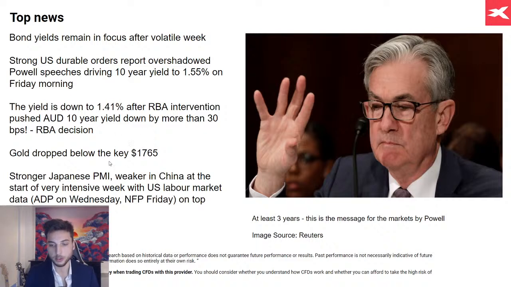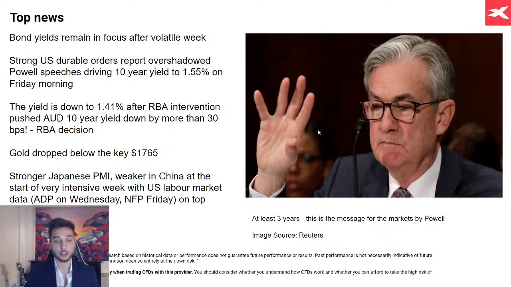We had some positive data, which probably doesn't help gold at this point, which is the stronger Japanese PMI and the weaker one in China at the very start of the week. This week we had some labor market data from the US in particular, and we have a main event tomorrow, the NFP. So a lot to talk about, a lot to cover. Tomorrow is the NFP. Today we had the OPEC meeting. We had the inventory reports. We had the ADP employment report yesterday. A lot of macro events happening in these few days.